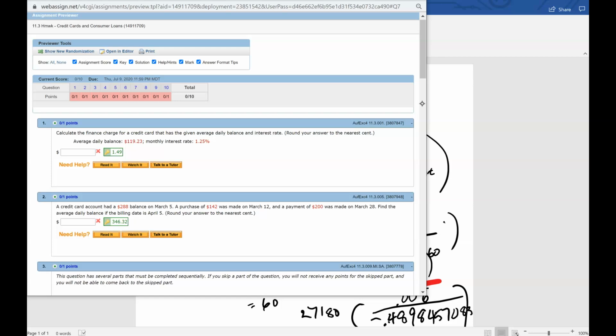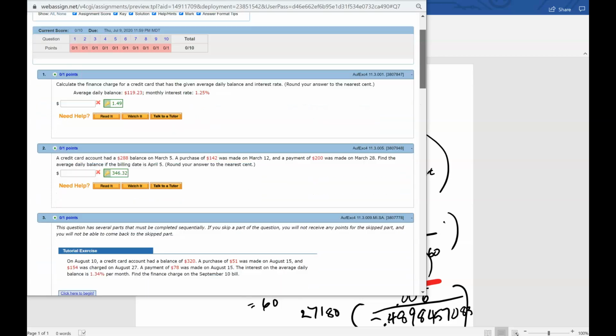Today I'm going to take a look at 11.3, which is dealing with consumer loans and credit cards. So I think you're going to find that most of these are fairly easy. It's just a matter of accounting. Initially you're asked to do these problems dealing with average daily balance. In number one, they give you the average daily balance and the monthly interest rate, and you're just asked to find the finance charge. That's as simple as multiplying the interest rate times the average daily balance.